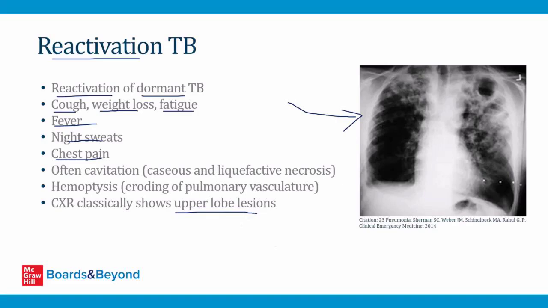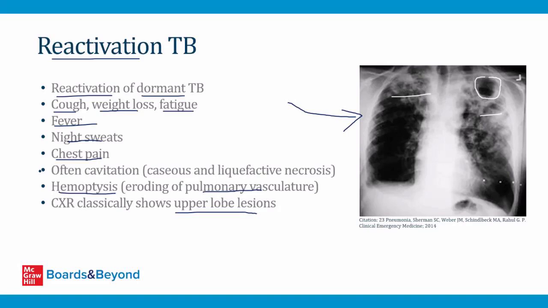There is also often cavitation of the lungs, and you can see a cavity right here, this circular black spot here. That's caused by caseous and liquefactive necrosis due to the inflammation in the upper lobes caused by tuberculosis reactivating. And when these cavities form, they can erode the pulmonary vasculature, and that can lead to hemoptysis.